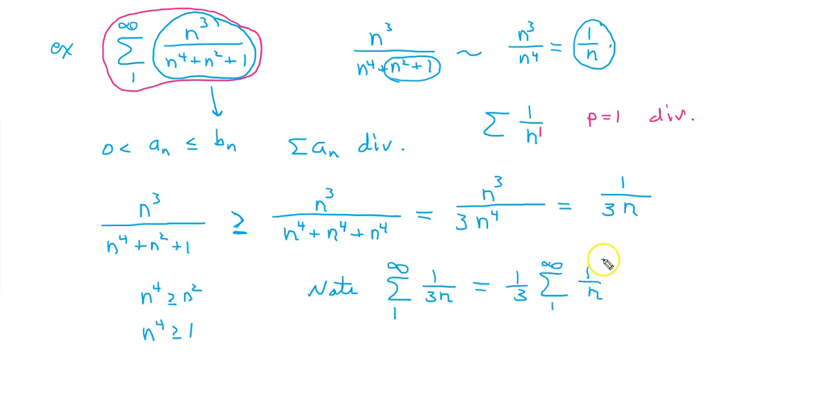Now we see that this diverges, including the 1/3 as well. So this diverges by the p-series test, and therefore the original series that we started with must diverge because all of the terms here, n cubed over n to the 4th plus n squared plus 1, are bigger than 1 over 3 times n. And this series diverges, so this one must diverge, and that's what we've concluded.